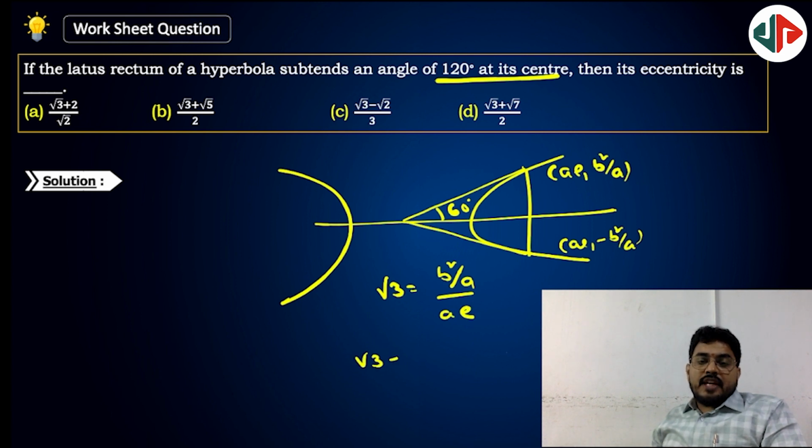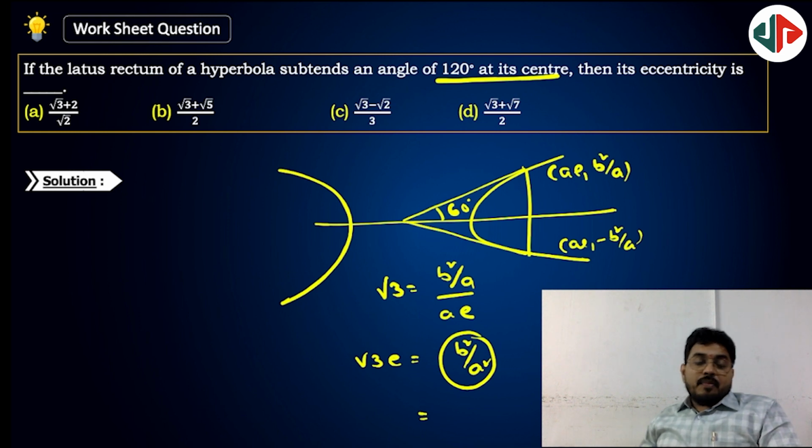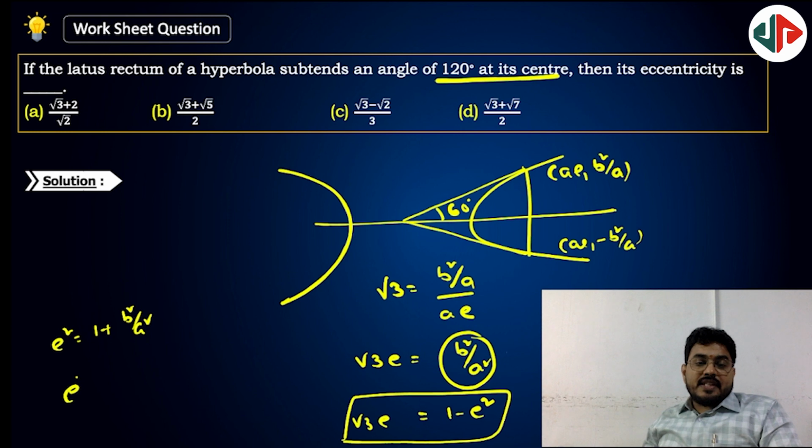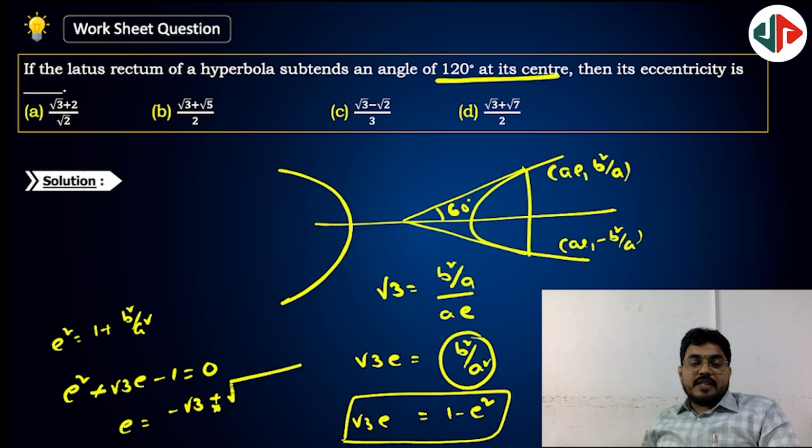So root 3 e is equal to b square by a square. Instead of b square by a square, you can write it differently, because e square is equal to 1 plus b square by a square. So b square by a square is equal to e square minus 1. So root 3 e is equal to this one. You need to solve e square minus root 3 e minus 1 is equal to 0. e is equal to root 3 plus or minus square root of b square minus 4ac, by 2a. Minus will not work.